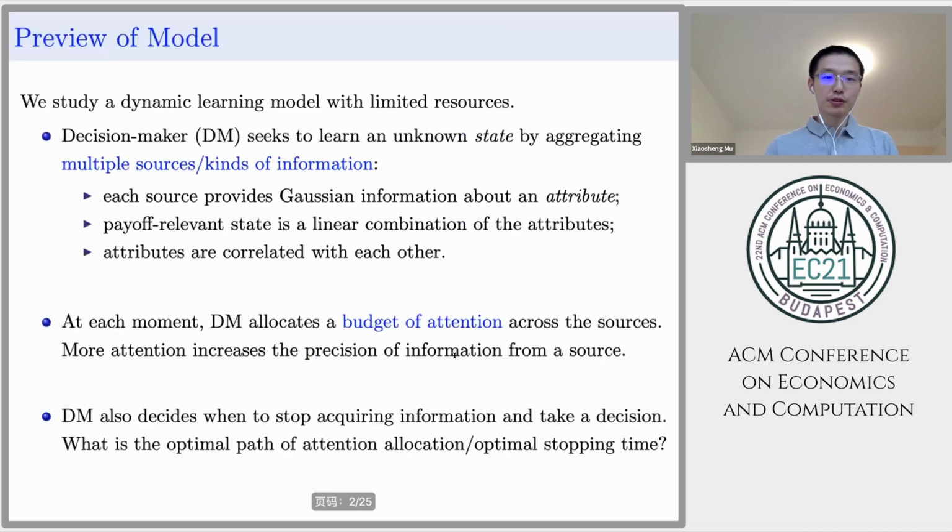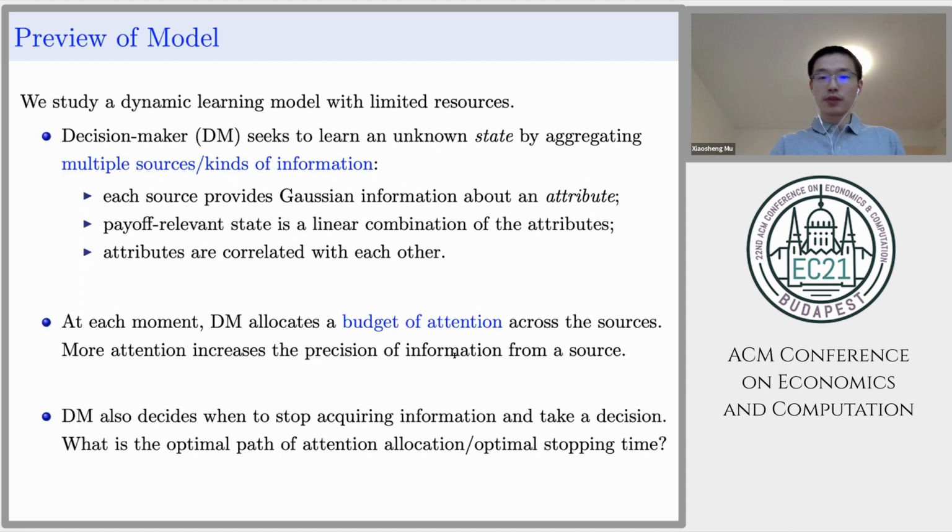In this paper, we're going to study a dynamic learning model with limited resources. In our model, there is a decision maker who wants to learn an unknown state by aggregating multiple sources or kinds of information. Each of these sources provides Gaussian information about an attribute, and we assume that the payoff relevant state is a linear combination of these attributes.